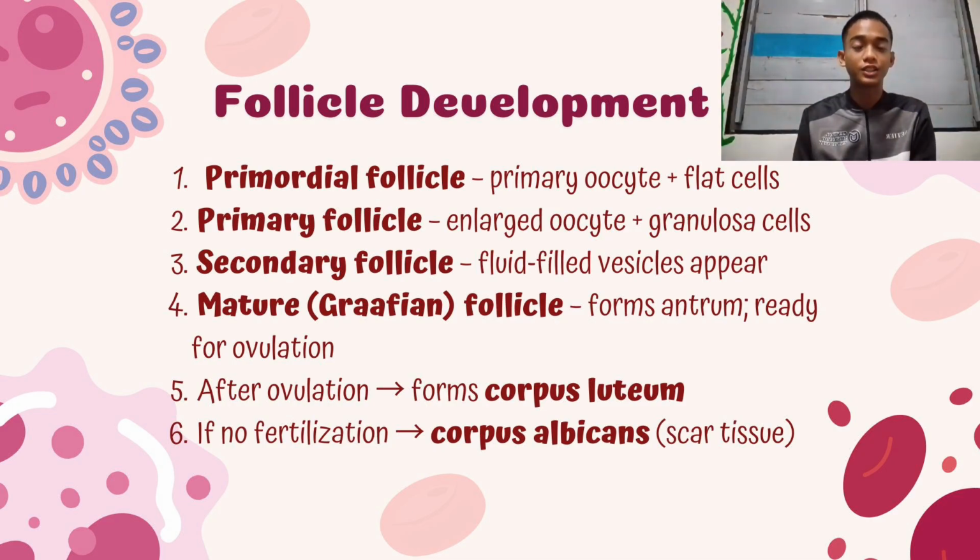Now, after ovulation, the ruptured follicles will form into the corpus luteum. The corpus luteum is a glandular structure formed from ruptured follicles. Now, if no fertilization happens, this corpus luteum will turn into corpus albicans, or what you call scar tissue, after approximately 10 to 12 days.